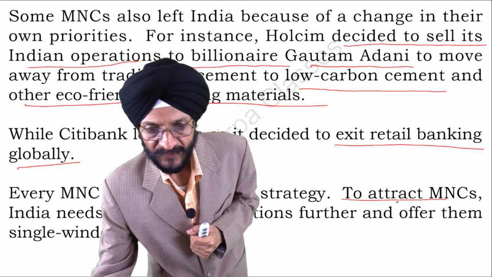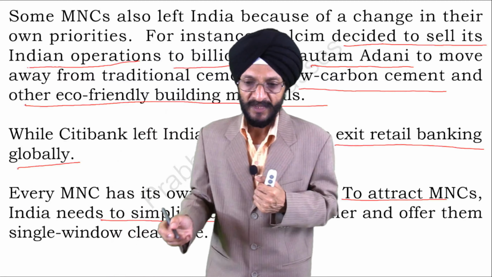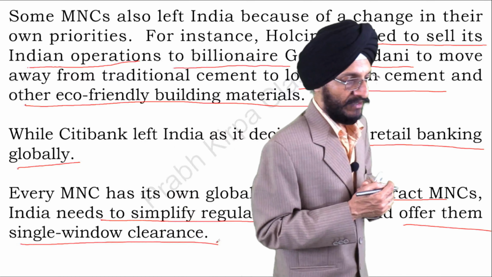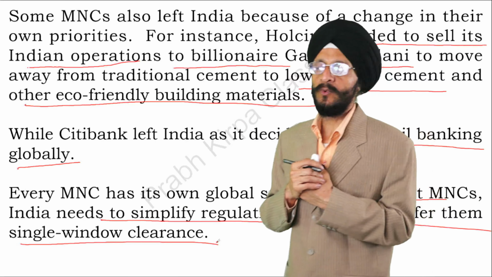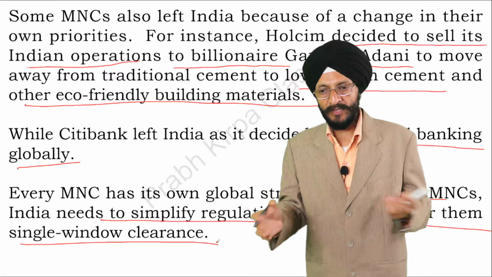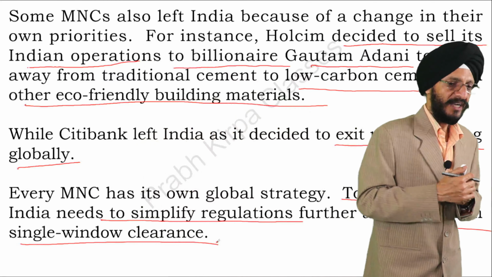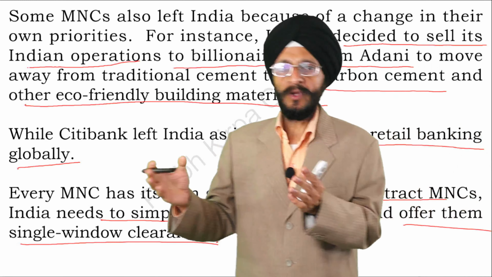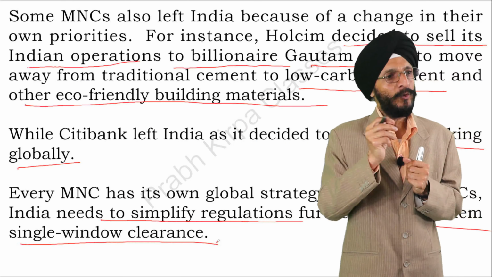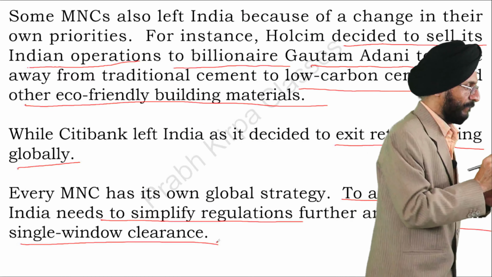To attract MNCs, India needs to simplify regulations further and offer them single window clearance. Single window clearance means that they do not have to go from one office to another to get the clearance for, say, land, or to set up a particular type of factory, or to visit the pollution control office to get pollution clearance and such, and to the electricity office to get electricity connection. So there needs to be single window clearance, that is they need to apply only one time and all types of facilities will be provided to them on a single application.